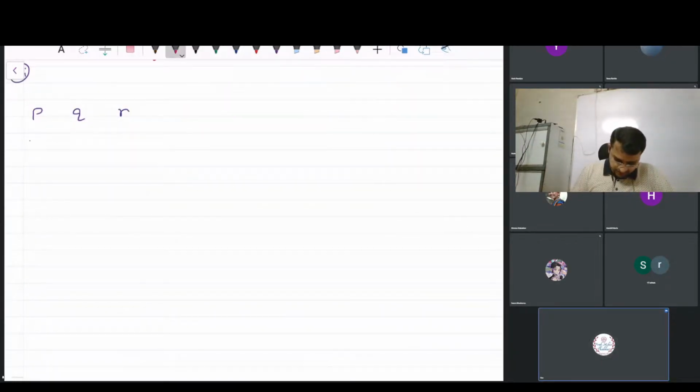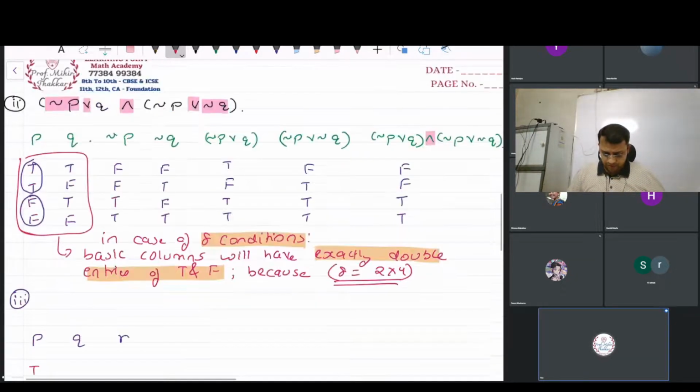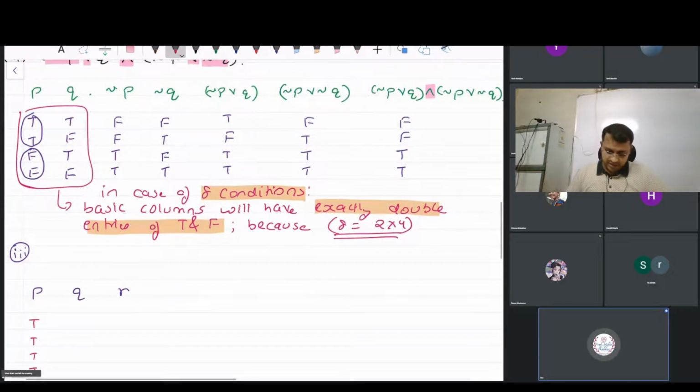See here, TT and once more TT. Then it was FF only initially. Now it will be 4 times of FF. So this is a very easy logic that we need to remember over here. Now after that, what have I done over here in the Q column? If you see, I have written the Q column as TF, TF.